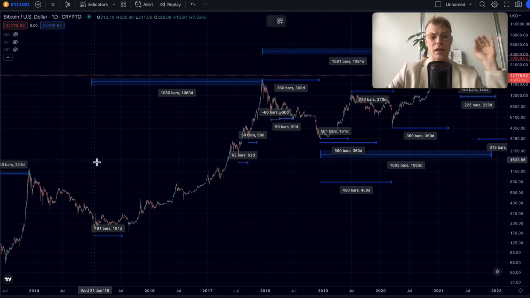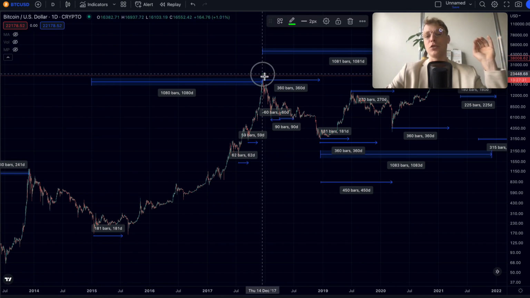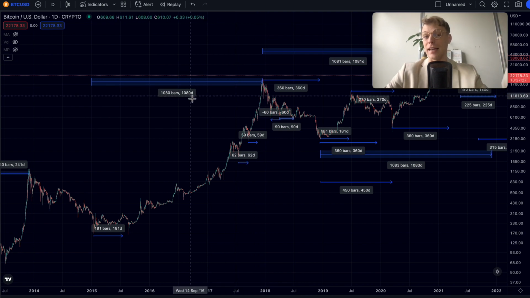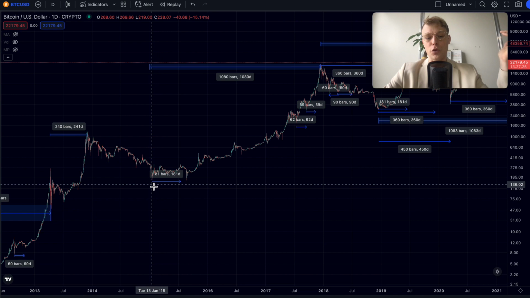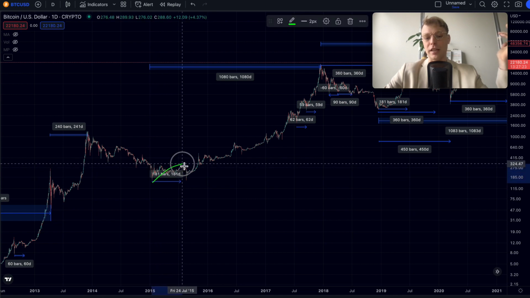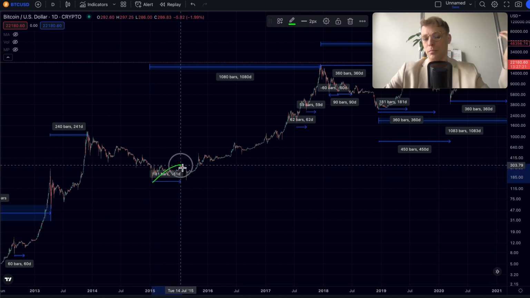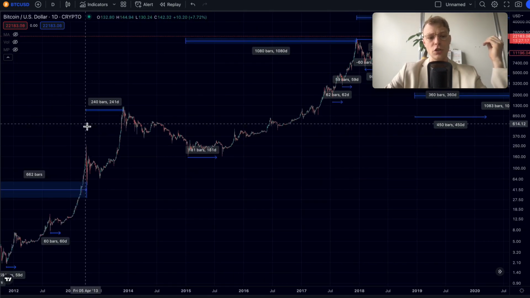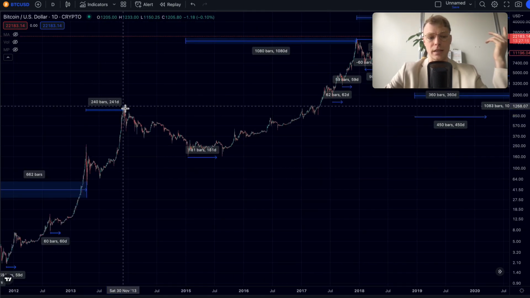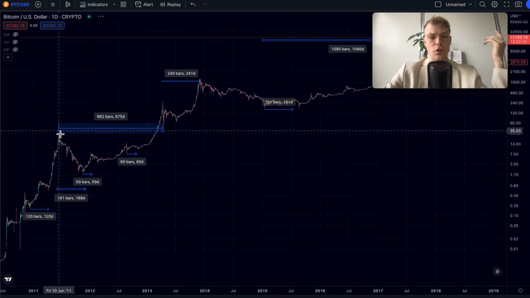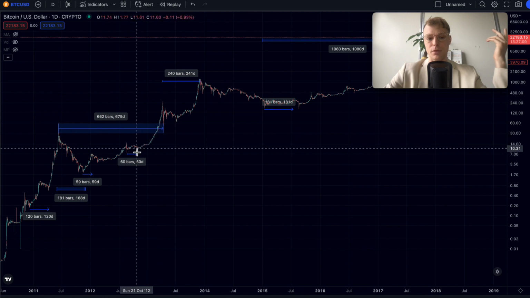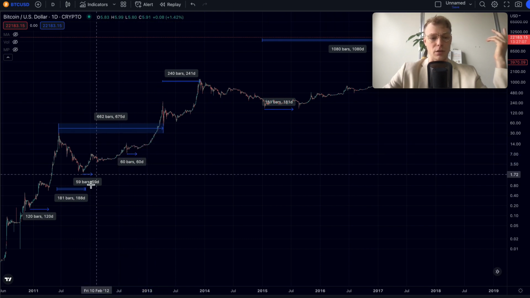From this bear market low in 2015 to the exact top in 2017, exactly 1080 days. From the bear market low right here till this top, so the first big rally, basically 180 days. From this top till this top, 240 days. From this top till this top, 660. Also, we got the 60-day cycle with those lows.